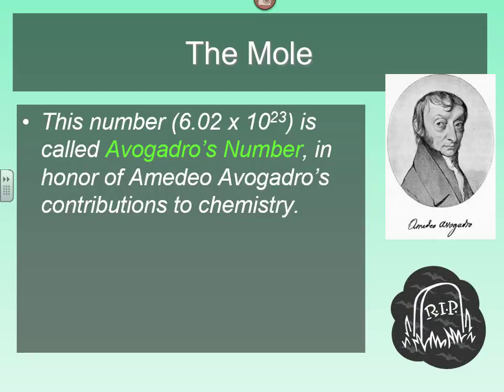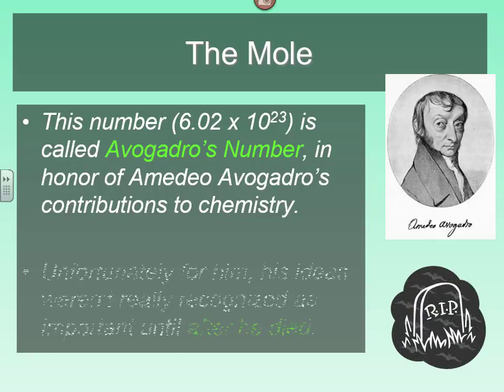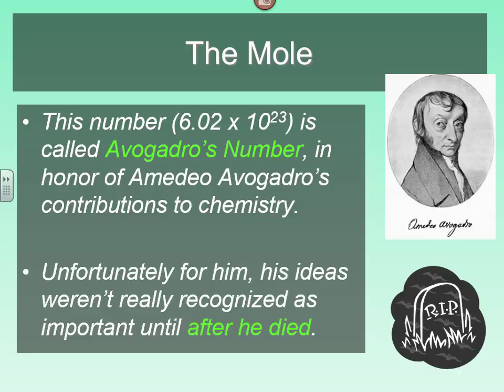Unfortunately for him, this is kind of how things go in science. Nobody cared about his ideas until after he died. So he didn't know that he came up with one of the most important ideas in the study of chemistry. This is called Avogadro's number, 6.02 times 10 to the 23rd. You are going to have to remember that number eventually when we get to testing on this. This is not on tomorrow's quiz, but when we get to the test, you'll have to know that number.